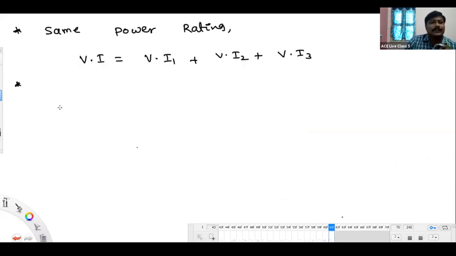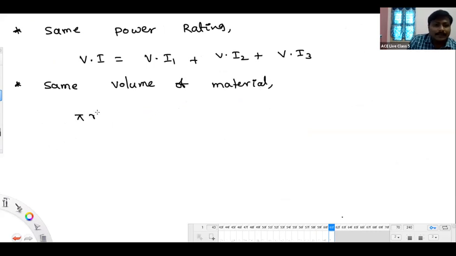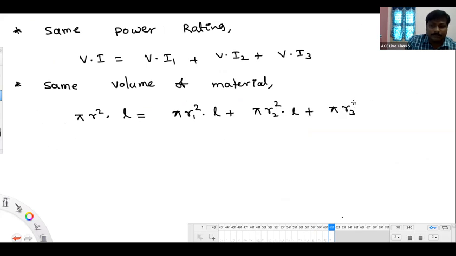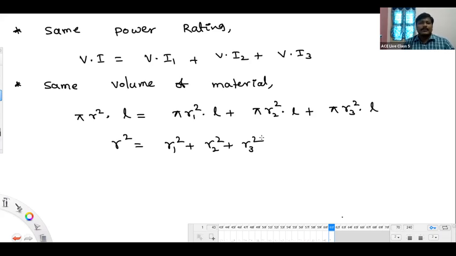Okay, so I can say here, the same volume of material shall be used. Single conductor: pi r square L. Here pi r1 square L, pi r2 square L, pi r3 square L. Like this we can say, L will be cancelled out, pi also cancelled out, and the radius square of the single conductor equals the sum of the radii squares of the subconductors. Clear?